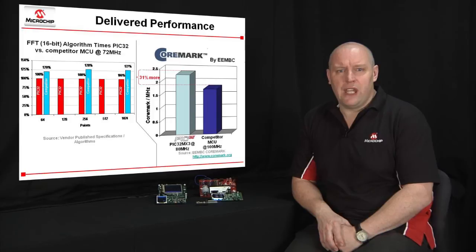Whilst it is difficult to directly compare processors, industry standard benchmarks can be used. Here we can see the results of two tests, and in particular, the open source CoreMark score demonstrates that PIC32 can outperform an equivalent competitor's part even though it is operating at 100 MHz.